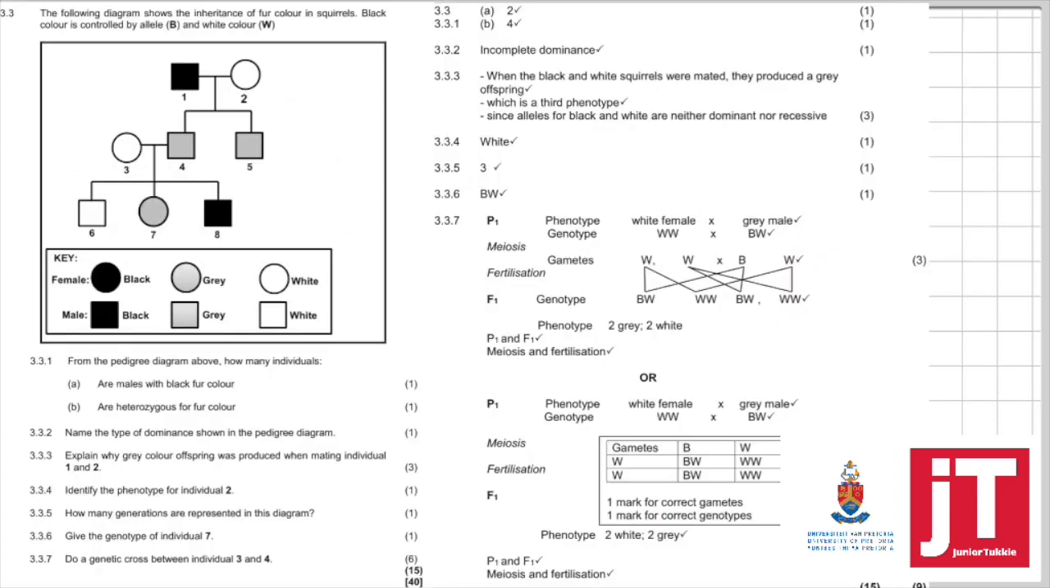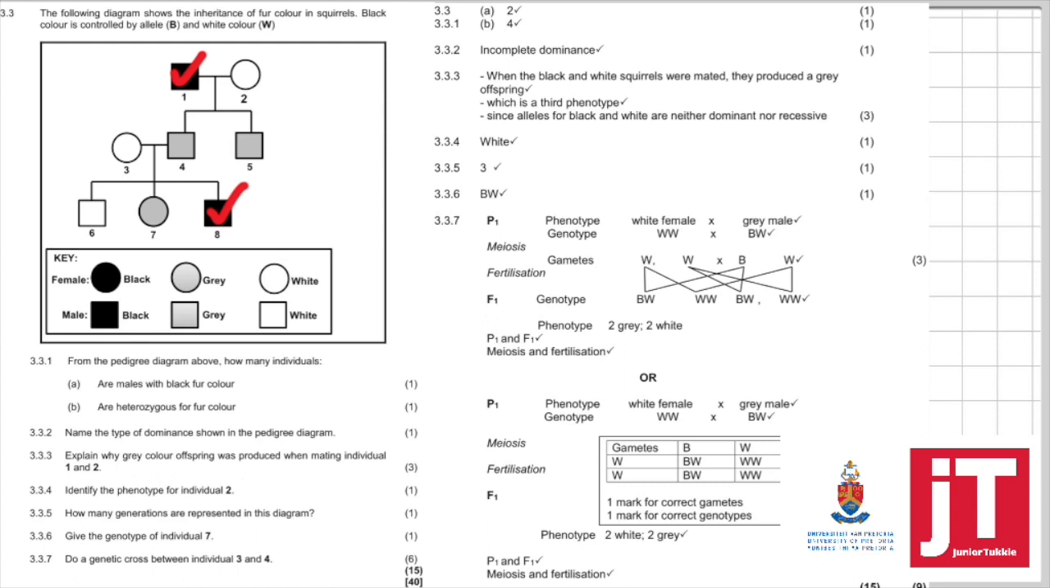3.3 The following diagram shows the inheritance of fur color in squirrels. Black color is controlled by the allele big B and white color big W. So here you see the pedigree diagram and the key. 3.3.1 From the pedigree diagram above, how many individuals are males with black fur color? So there are only 2, as I've ticked them off, that are black and are males.